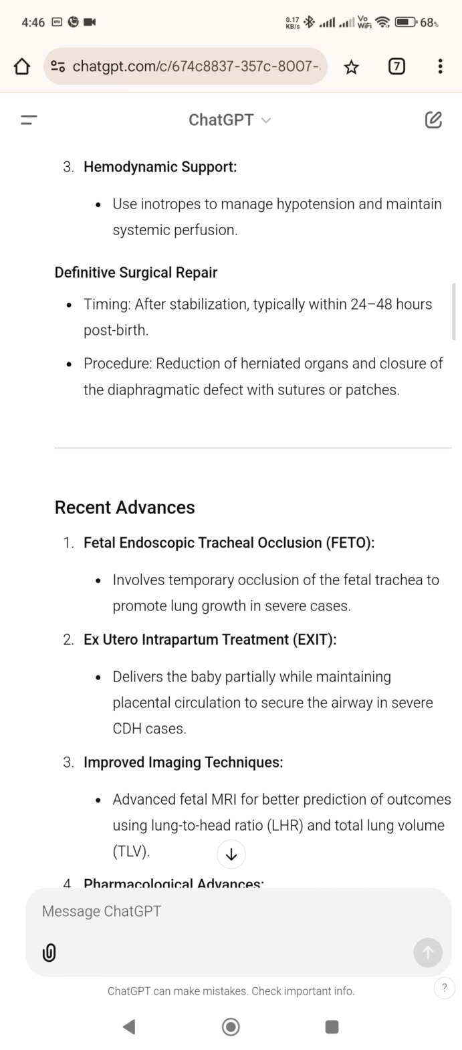Definitive surgical repair. Timing, after stabilization, typically within 24 to 48 hours post-birth. Procedure, reduction of herniated organs and closure of the diaphragmatic defect with sutures or patches.